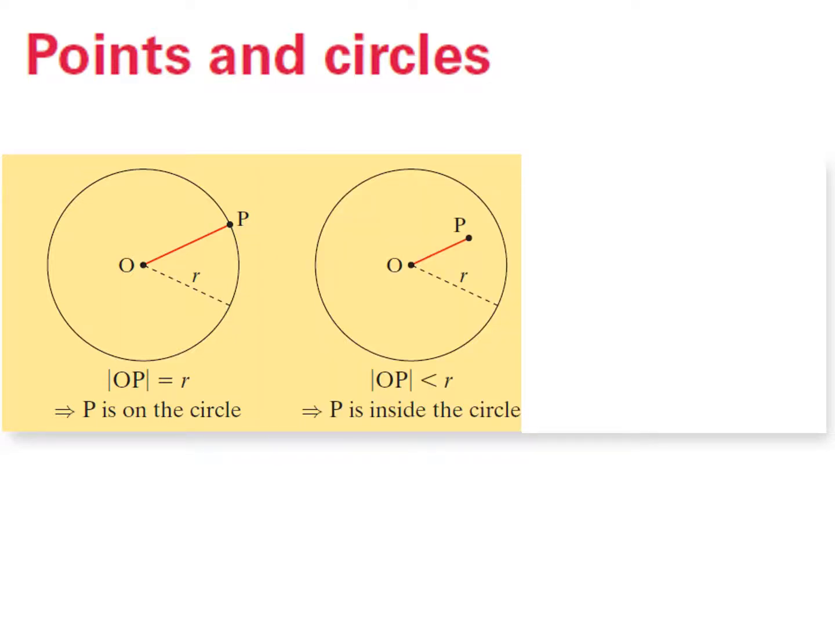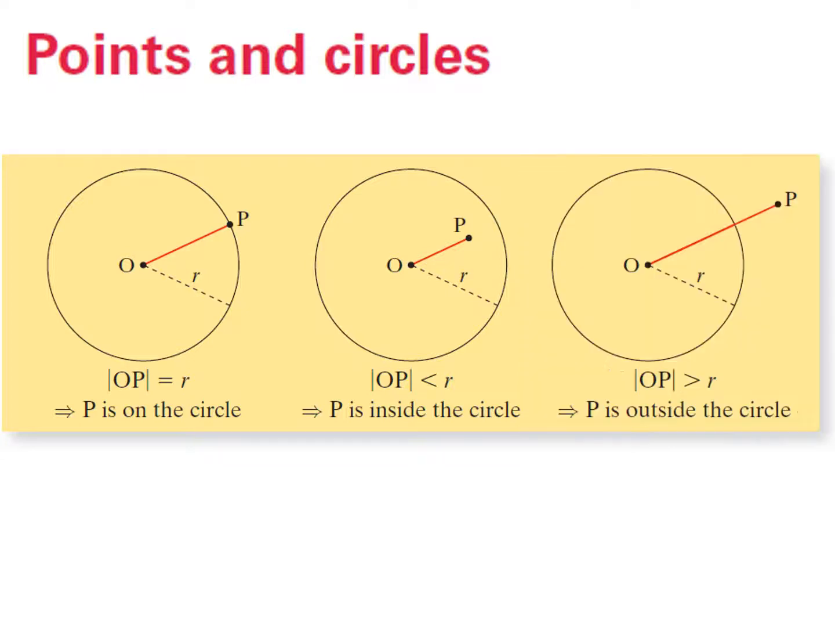The second thing could be that P could be inside the circle. So when I measure O to P, I might find that actually that distance is smaller than the radius. Therefore, P is inside the circle. And finally, if I measure and OP is longer than the radius, then P is outside the circle.